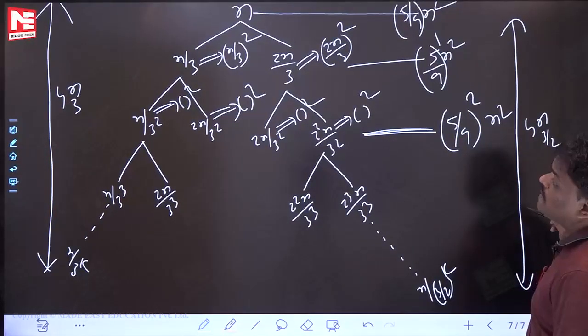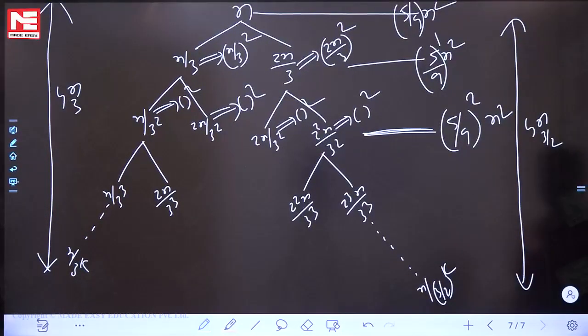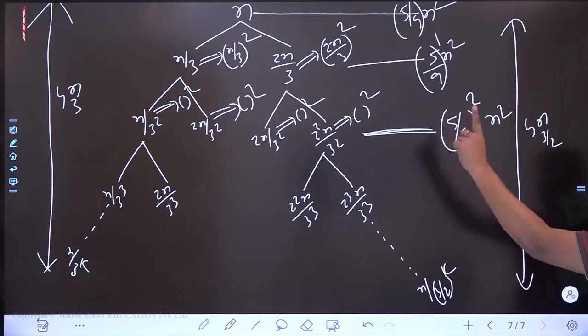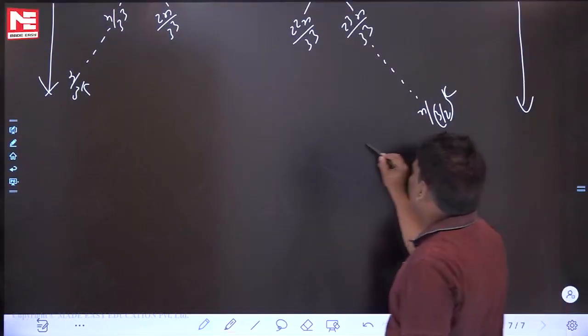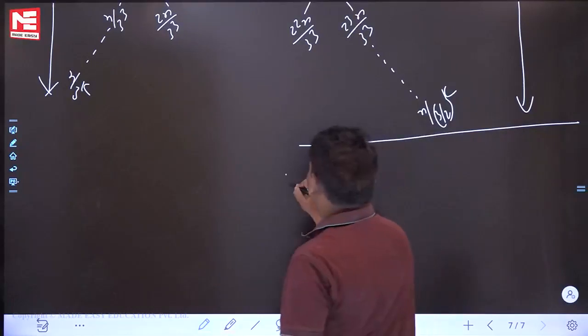Left is log n base 3. Right is log n base 3/2, meaning base 1.5. So right is more and left is less, because here the base is 3 and there the base is 1.5. Right is more, so the upper bound will come from this side. Let's write this. Tn is the actual answer.